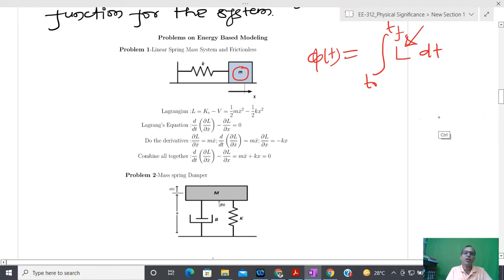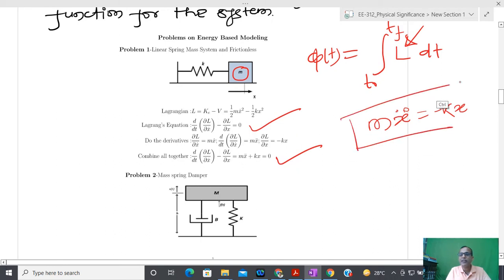Kinetic energy, you are already aware that whenever a system is moving, I can define kinetic energy, and kinetic energy is nothing but half m x dot square. And how to define V? V here I have represented as the potential energy, so V is half k x square. Now you have to solve the Euler-Lagrange equation, and after that you will get the same equation as from Newton's law. If you apply Newton's law, you will get this equation, so the same equation I will get here also.